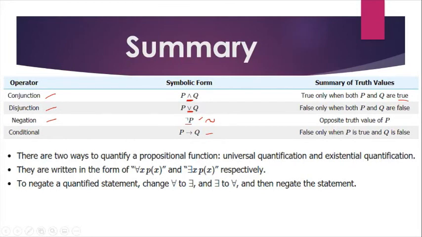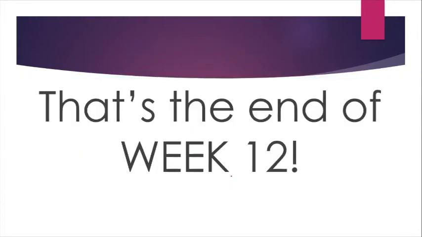So for the quantification naman, there are two ways to quantify a propositional function, a universal quantification and the existential quantification. So this is now the symbol for the universal. Ayan. And this is for the existential. Okay, so if you want to negate or kung kabaliktaran naman, if the given is for all or the universal quantifier, the opposite of that one is the existential quantifier. If the given is existential quantifier naman, the opposite of that one is the universal quantifier. Ayan. And that's the end of week 12.